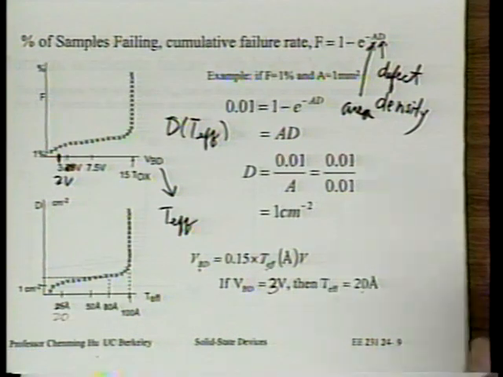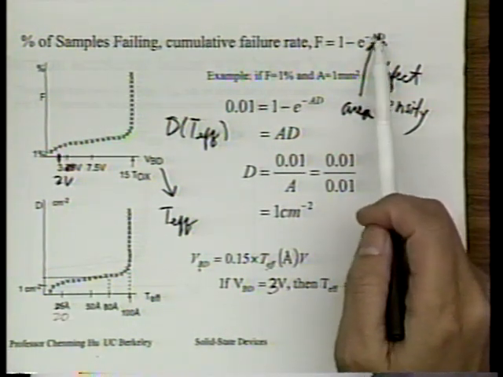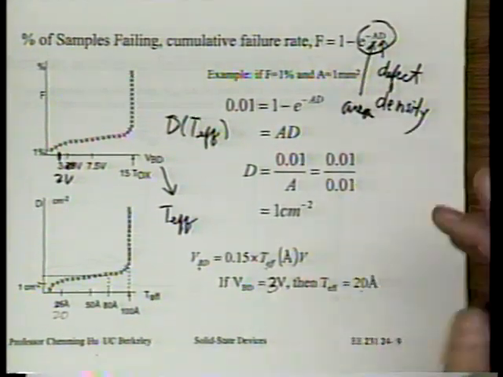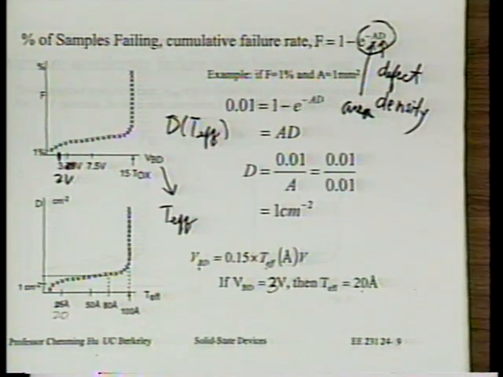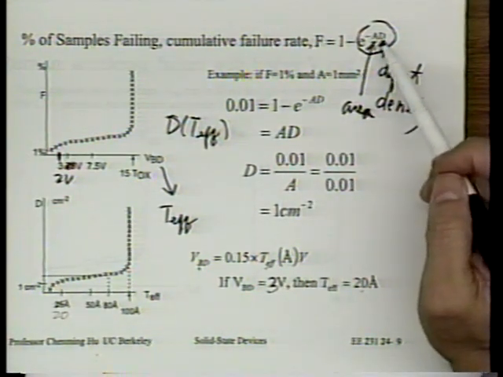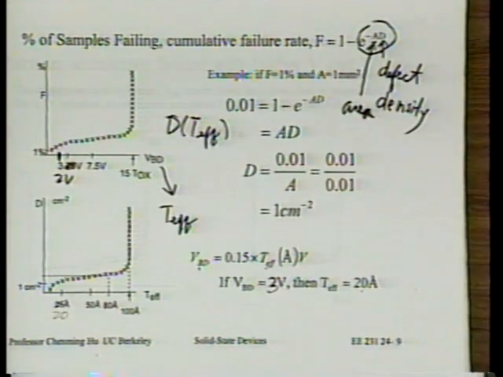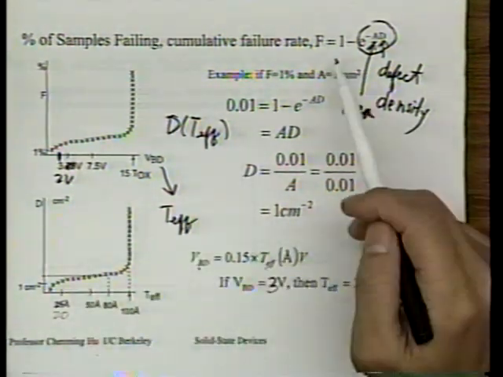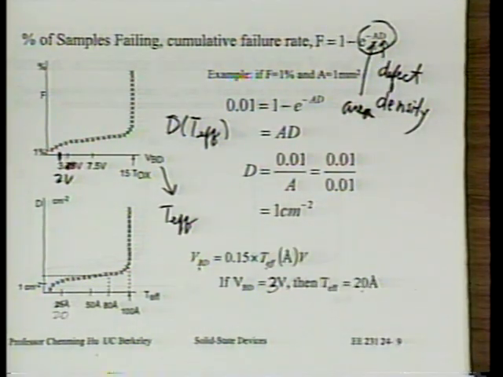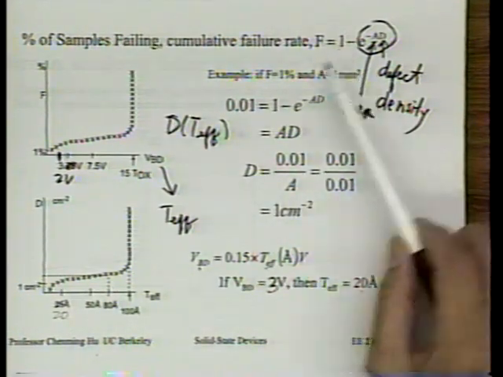Now, for example, if A is very large, the probability of not containing a defect is very small, you see. Exponential minus a large number is very small. You see what I'm saying? Similarly, for a given A, if D is large, defect density is large, the probability of not containing a defect is very small. All right? And 1 minus this exponential term is the probability that it does contain a defect. Therefore, it is the probability of failure.